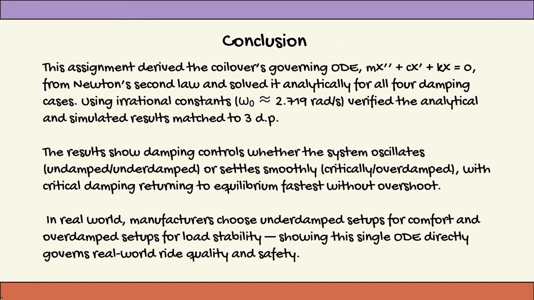This assignment derived the coilover governing ODE from Newton's second law and solved it analytically for all damping cases. Using a rotational constant, omega equal to 2.719 radians per second, we verified the analytical and simulated results. The results show damping controls whether the system oscillates or settles smoothly, with critical damping returning to equilibrium fastest without overshoot. In the real world, manufacturers choose the underdamped setup for comfort and the overdamped setup for load stability, showing how this single ODE directly governs real world ride quality and safety.